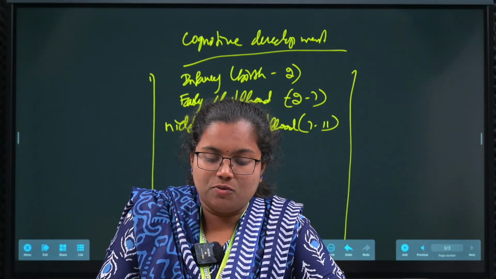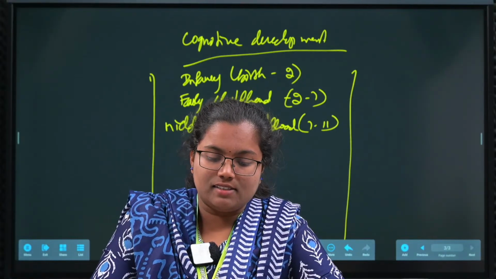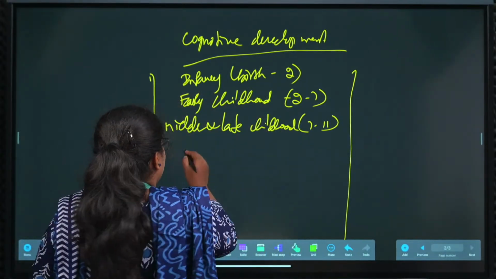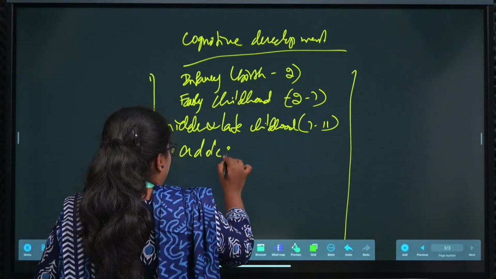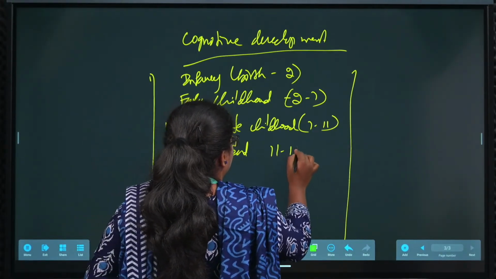The next one is adolescence. Adolescence will start from 11 years to 16 years.